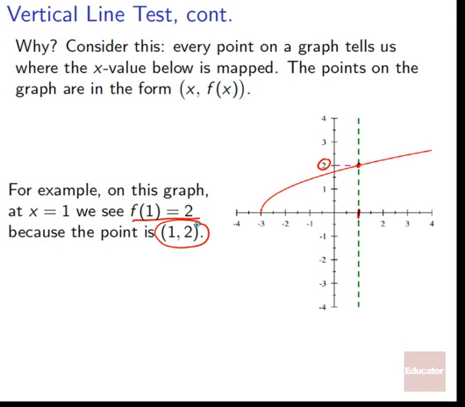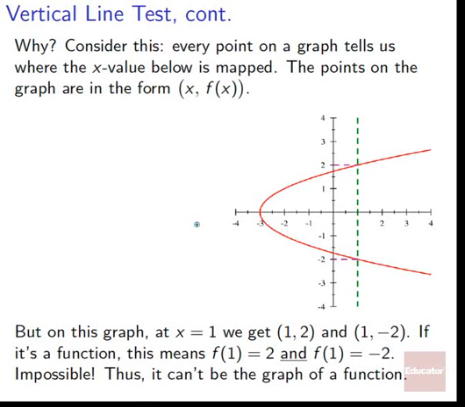But let's consider this other one. What if we had this graph instead? On this graph, at x equals 1, we get (1, 2) and (1, -2). That means, since it's a graph, if it's the graph of a function, we've got f of 1 equals 2 and f of 1 equals -2. But that's not possible. A function can't spit out two different things. We can't plug in 1 and get 2 and -2. We plug in 1, it's not allowed to spit out two different outputs. That means we can't be looking at the graph of a function because when we plug in one number, it spits out two things, so it fails the vertical line test. This picture right here is not the graph of a function.